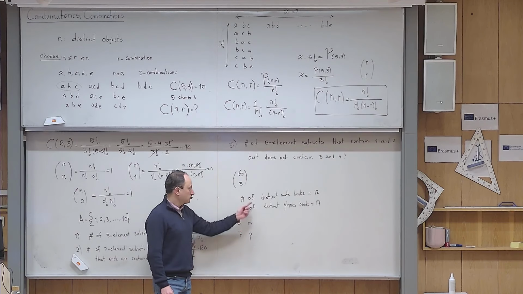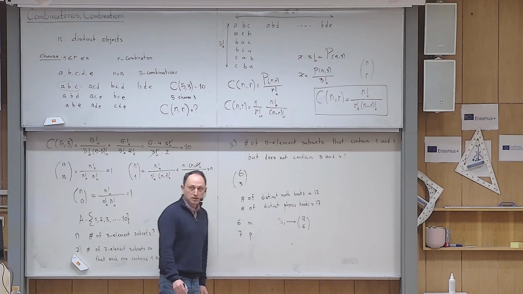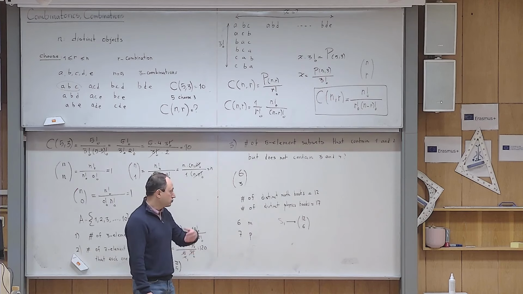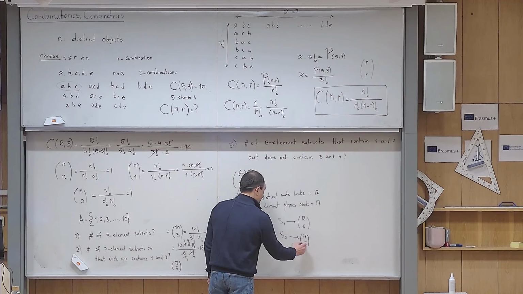This is today's lesson. 12 choose 6. This is the number of ways that I can make my choices for the 6 math books. Stage 1 is done. It means that I have made up my mind about which math books I should choose. Then what is stage 2? Stage 2 is to choose 7 physics books out of 17 books. So it becomes 17 choose 7.